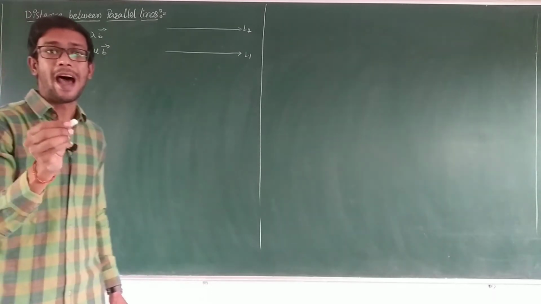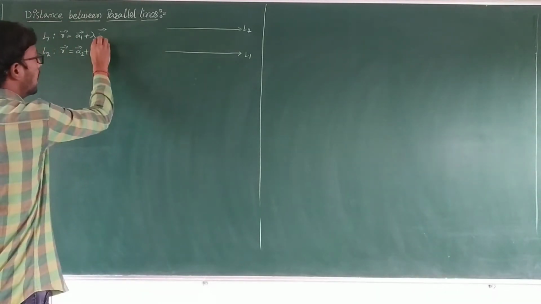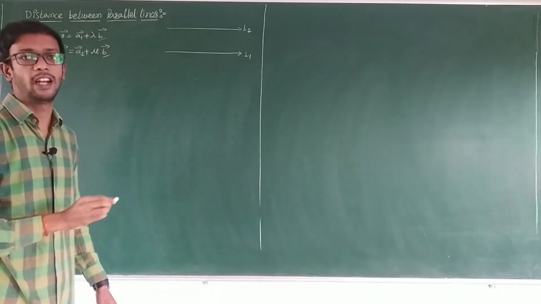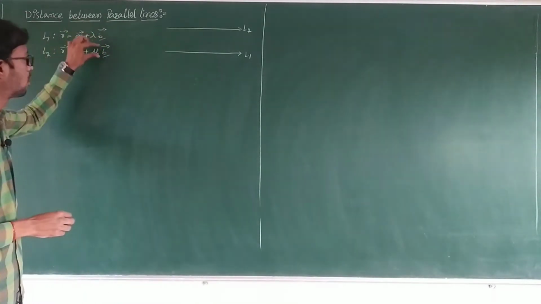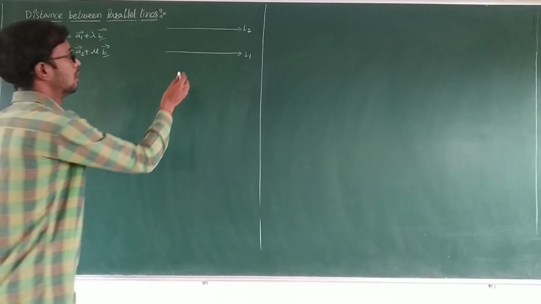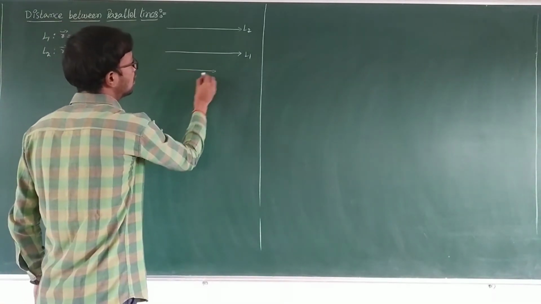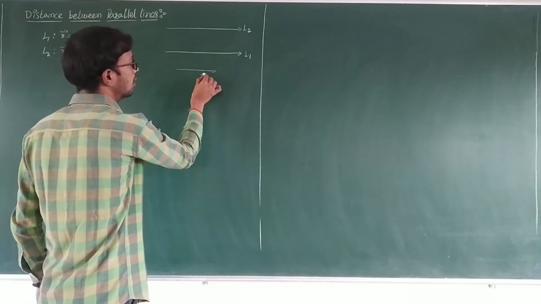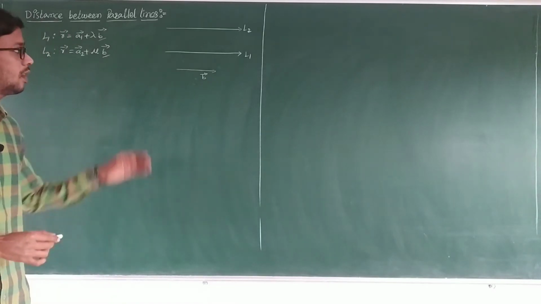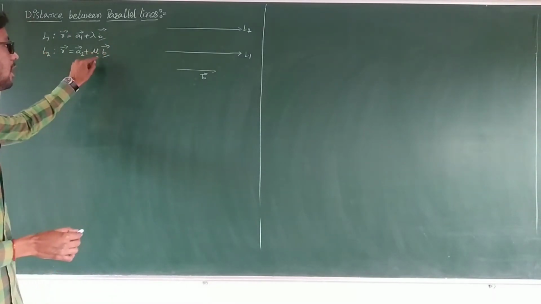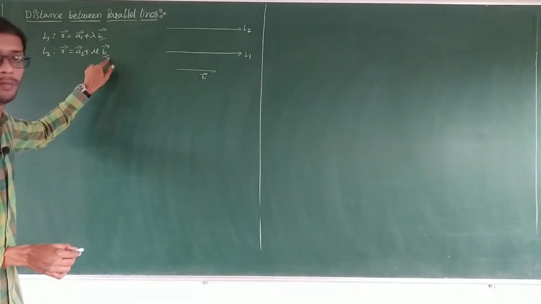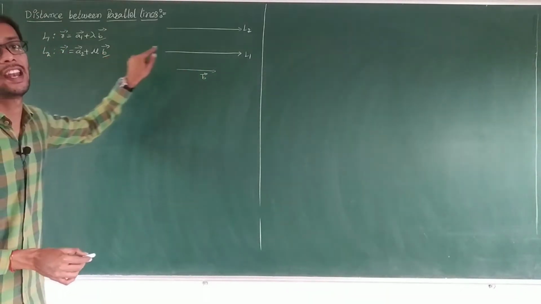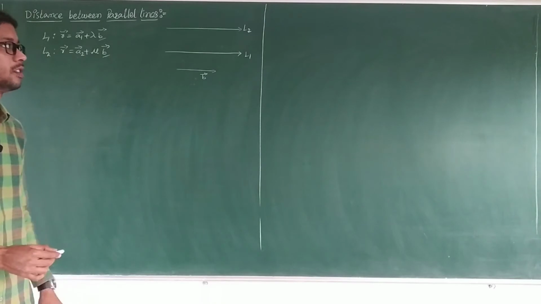See here, by this we can find that the two lines are parallel. They are parallel to the same vector, which is only b bar. Otherwise, we can write the line equation parallel to b bar, or in the direction of b bar. That also we can do.